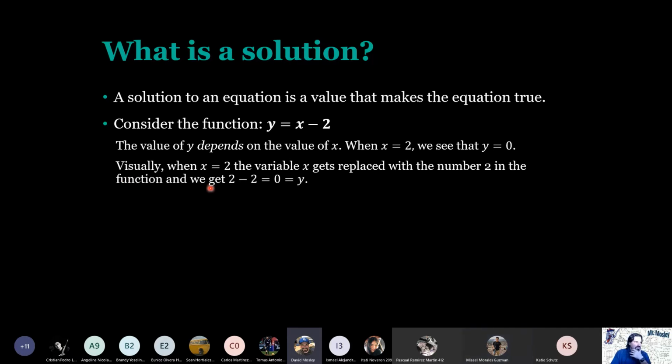So visually, when x equals 2, the variable x gets replaced with the number 2 in the function, and we get 2 minus 2 equals 0, which is equal to y. And I replace x with 2. I can solve the equation. I can do the math. And I learn the value of y is 0.